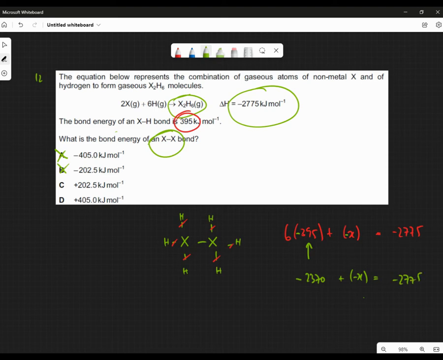So now I'm going to put it on the other side, obviously. So I get minus 2775 plus 2370, and I get minus X is equal to minus 405. So the bond energy is 405. I hope that makes sense. So the answer is D there. If you've got any problems, give me a shout.